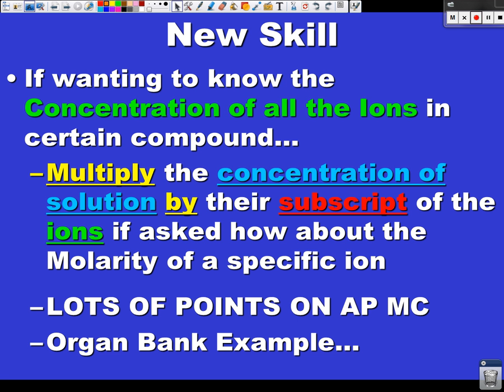Now, new skill. We've already done this. You just haven't realized we've done it yet. Remember that thing called the ion to molecule ratio? This is what this is. So don't freak out on me. It's going to be looking at it from a little bit different perspective. It says we need to know the concentration of the ions in a certain compound. So I'm going to go all the way down to the bottom where it says the organ bank example.